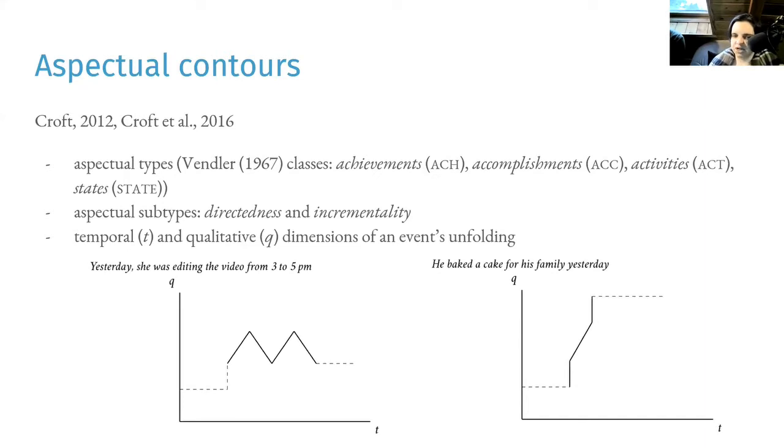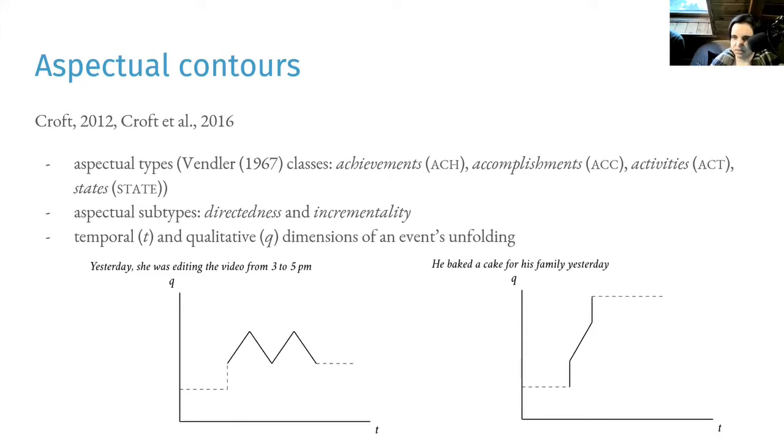Particular aspectual types and their contours can be visualized in a two-dimensional representation, as you can see for two utterances on this slide. The first one, "yesterday she was editing the video from 3 to 5 p.m." It depicts a directed incremental activity that is temporally bounded. It took place for 2 hours, but it remains qualitatively unbounded because the endpoint has not been reached and thus remains unprofiled in the contour.